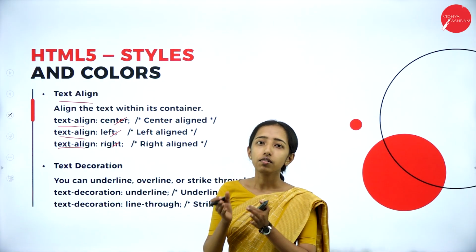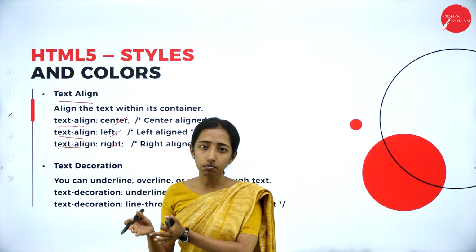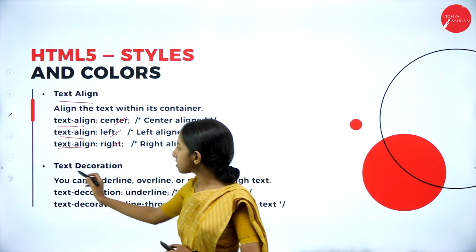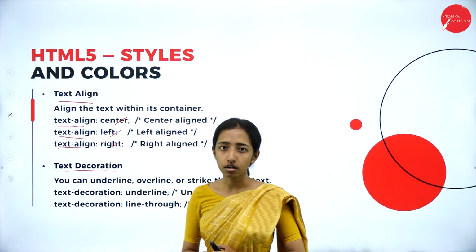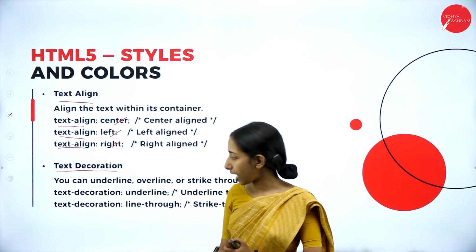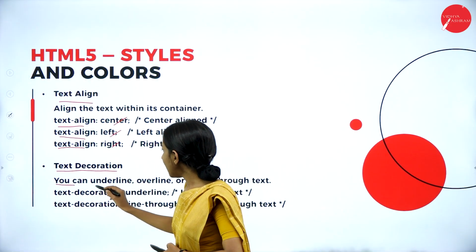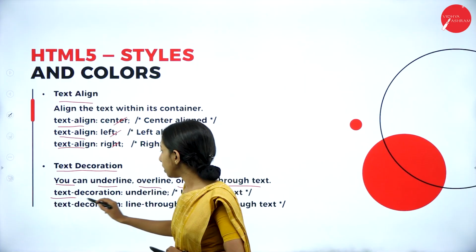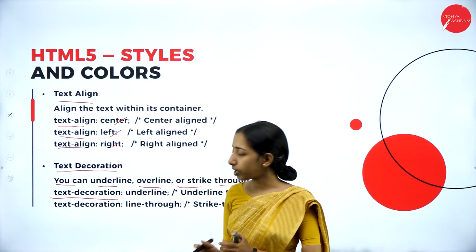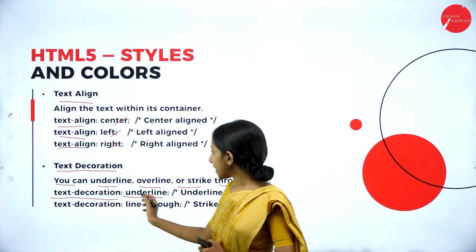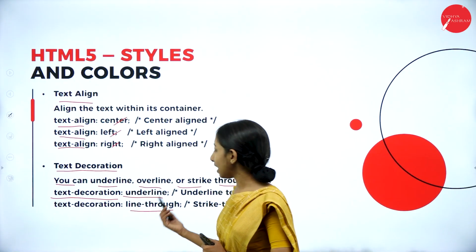So we can give whether the text should be at the bottom or at the center or at the right or left. The next one is text decoration. So we can also decorate the text we have given in a paragraph. Here you can underline, overline or strike through the text, and here we will be using the property text-decoration, and here we will be giving the value we want.